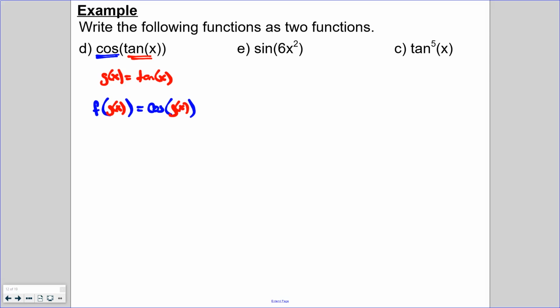Then for letter E, sine of 6x squared. Again, we can see that the inner function, or g of x, is 6x squared. And then we can see that our outer function is sine. So f of g of x is going to be sine of g of x.